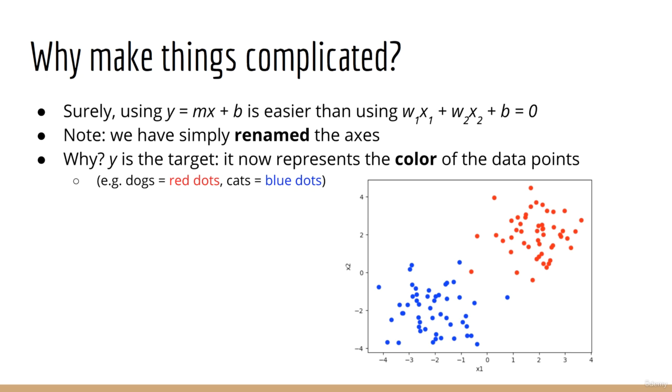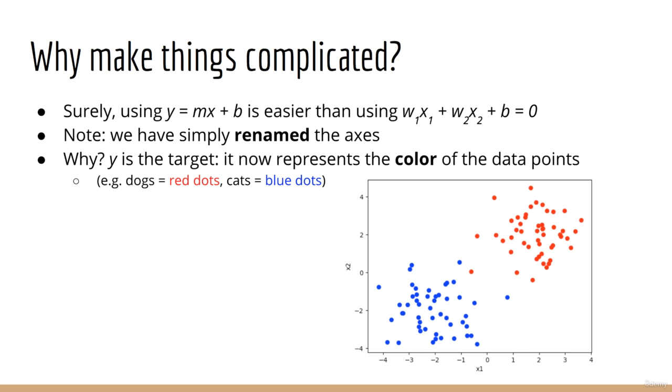If this is new to you, I would recommend the following exercise. First, notice that all we've done is rename the axes from x and y to x1 and x2. This is important because these axes refer to the input data. If you recall, y is the target. For example, if we're going to classify images of cats versus images of dogs, then we might say dogs are the red dots and cats are the blue dots. But they are not an axis on this graph.